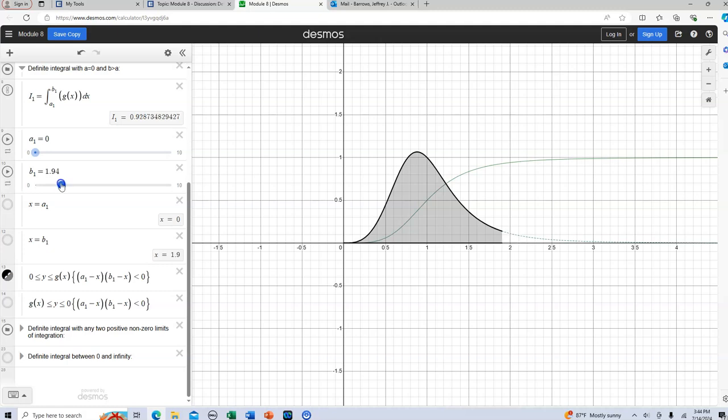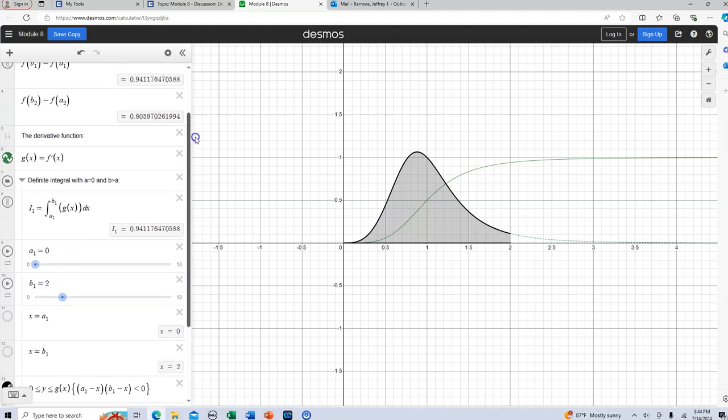That way we can make sure we're clear. Let's go up to 2. You can see how this is kind of moving around here as I adjust 2. So this is the graph of the first derivative. And what we're doing is we're evaluating the total area under the curve from 0 to 2. And you'll get a value for that.